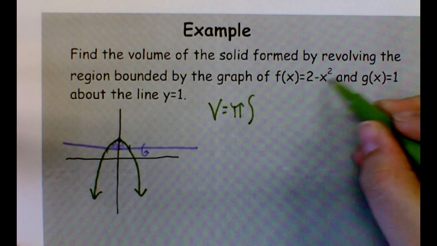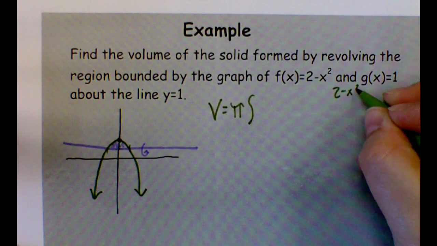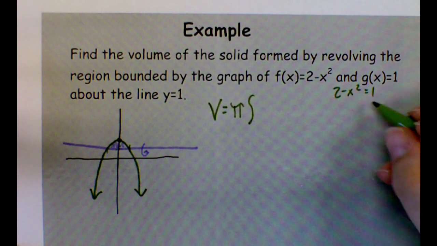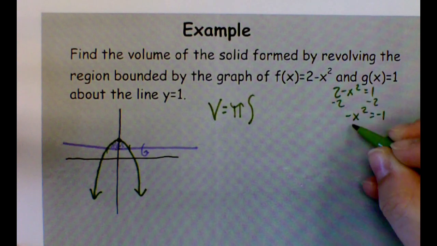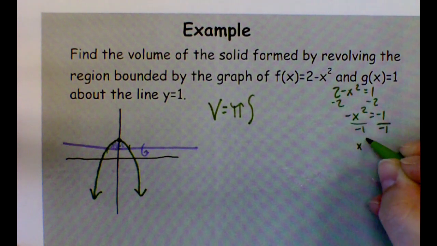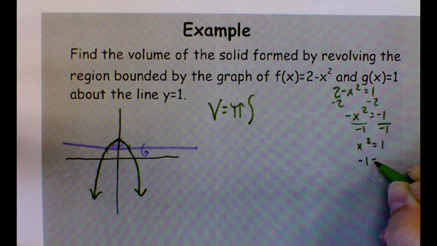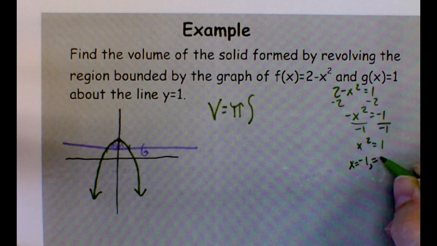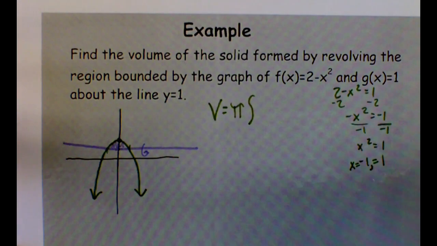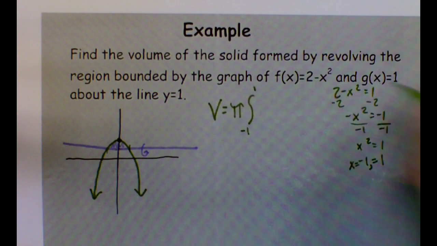Well, where does this equal 1? Might have to do a little work, right? Subtract my 2, divide by -1. All right, -1. Oops. x equals -1 and +1. Wow, all right, sorry. So we're going -1 to +1.